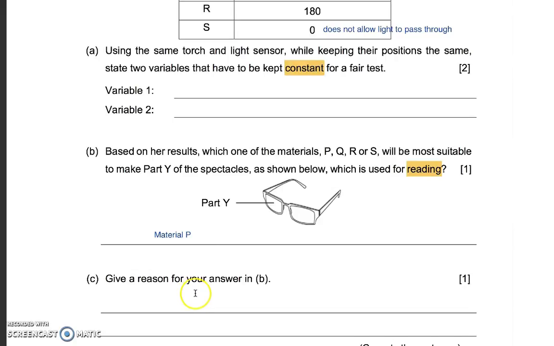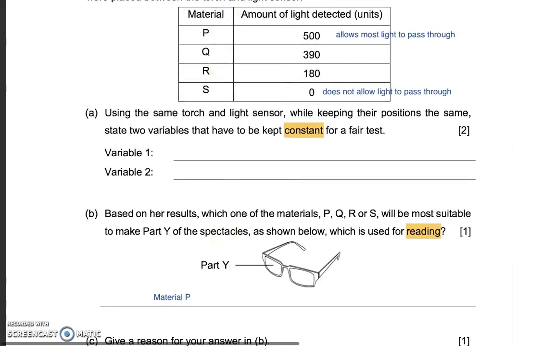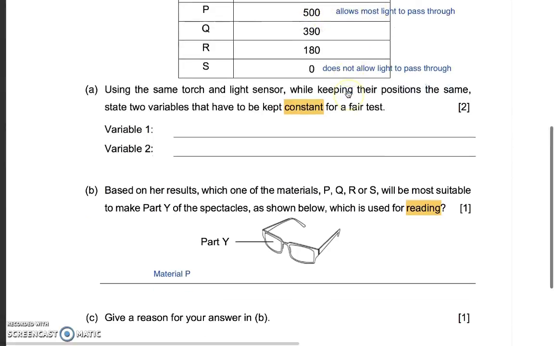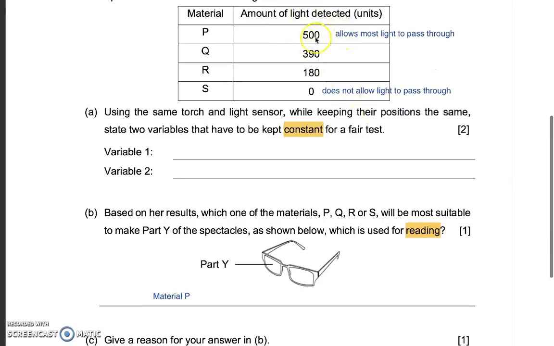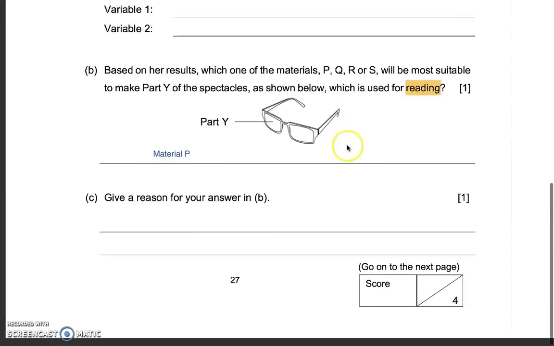Alright, and the reason is because P from this experiment actually allows the most light, or allows all the light to pass through. Okay, or you can say that it is transparent, and we know it's transparent because it allows the most light to pass through. So that is your reason.